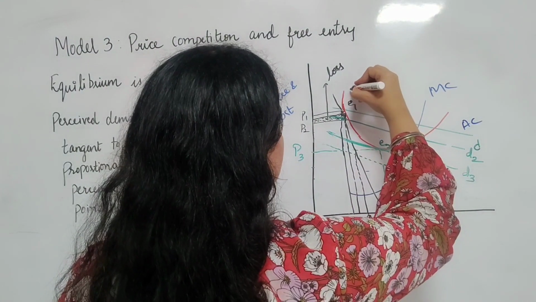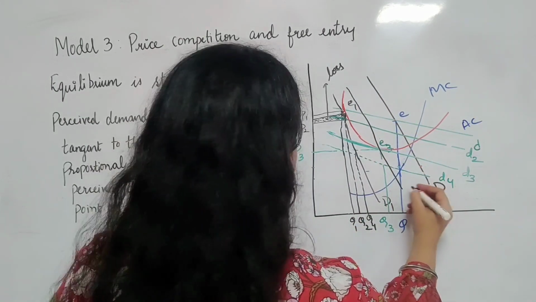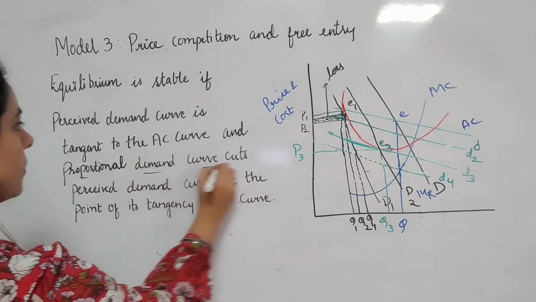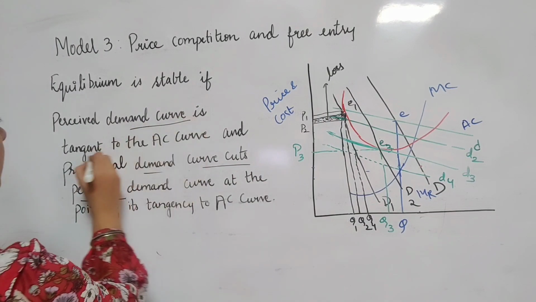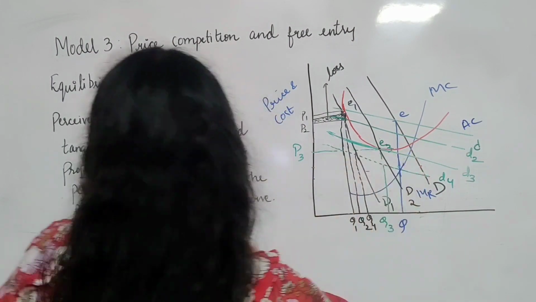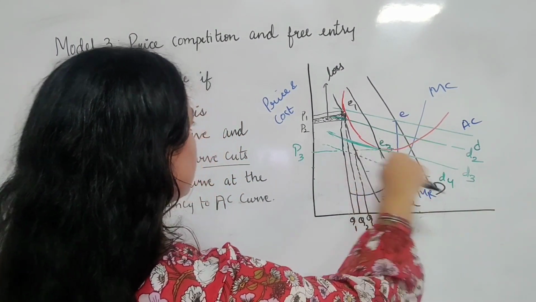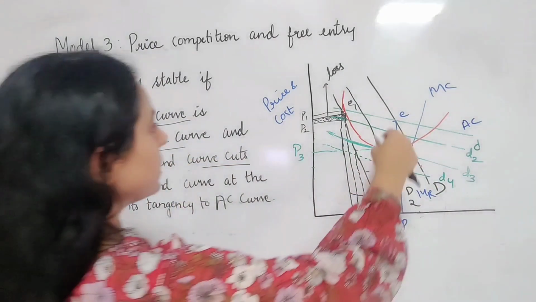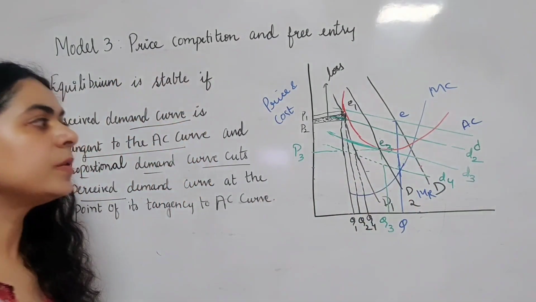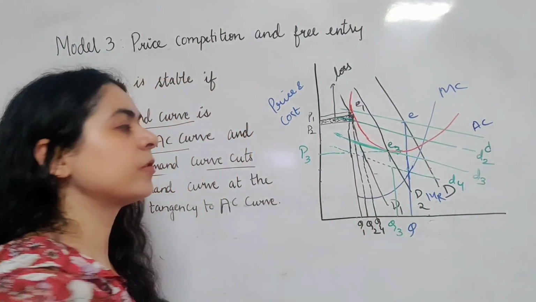Exit of the weak firms will continue till the proportional demand curve cuts the perceived demand curve, and the perceived demand curve is tangent to the average cost curve. Now all three conditions are satisfied at this point E3. At this point, the average cost curve is tangent to the perceived demand curve, and the proportional demand curve cuts the perceived demand curve. So E3 is the long run equilibrium of the firm. Equilibrium is stable at point E3 with normal profits earned by all the firms.